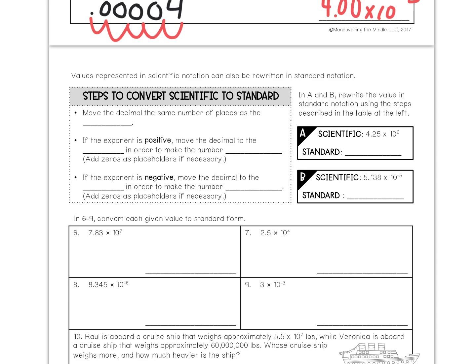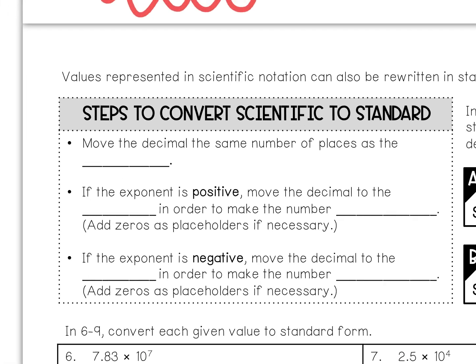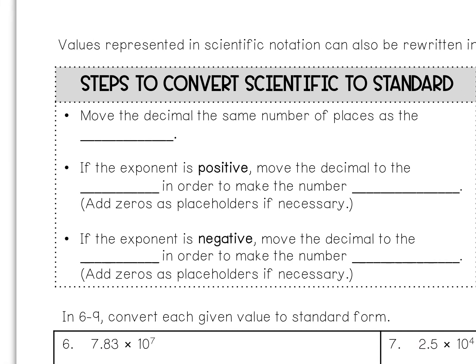Now, this is just going the opposite direction, so I'm just going to go through these real quick because it's pretty straightforward. You move the decimal the same number as the power. Okay, so if it says times 10 to the 6, you move it 6 times. If it says times 10 to the 27, you move it 27 times. If the exponent is positive, move it to which direction? Right. Left. Right was correct.